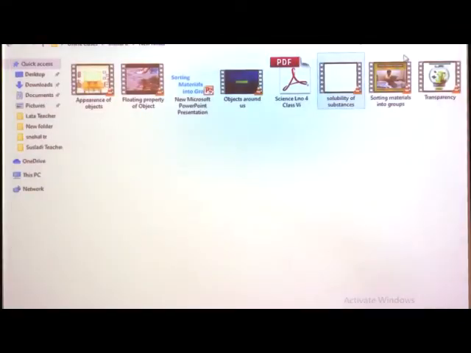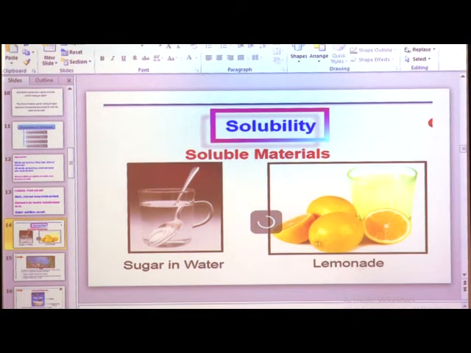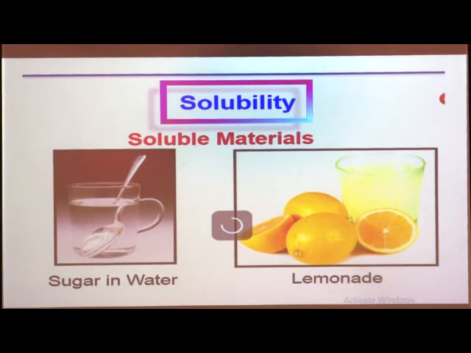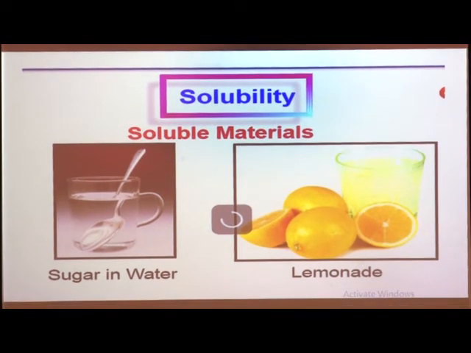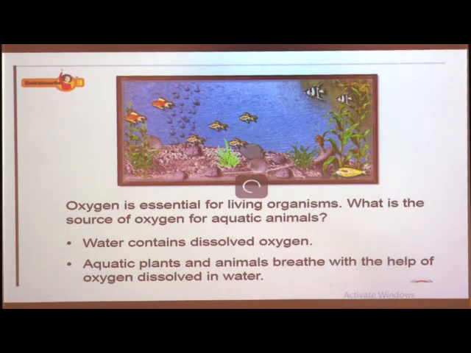So, the substances are of two types. One is that it dissolves completely and the other is it is insoluble. So, soluble substances and insoluble substances. The substances that get dissolved completely in the water are called soluble substances, and the substances that do not get dissolved in the water are insoluble substances.